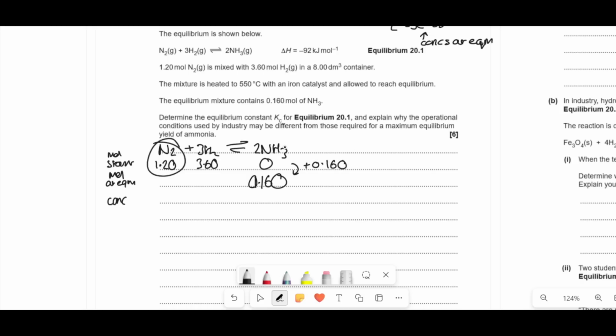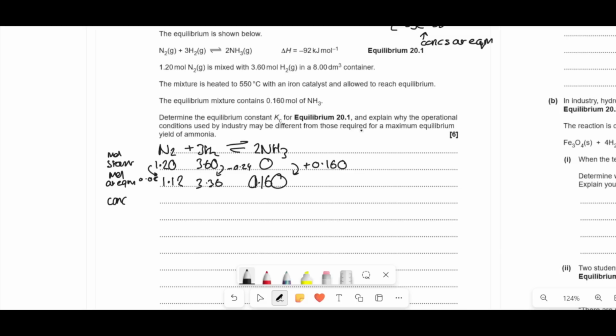Since every one of these makes 2 of those, that means that this will have dropped by 0.08, half of that. So then at equilibrium, the amount of N2 left is going to be 1.12. Every 3 of these makes 2 of those. So if that's dropped by 0.16, because we halved it here to get it down to the 1, we have to divide that by 2 to get it to 1, and then times it by 3. So it's going to be 0.16 divided by 2, and then times by 3. This will have dropped by minus 0.24. So that means at equilibrium, we have 3.36 moles of these.